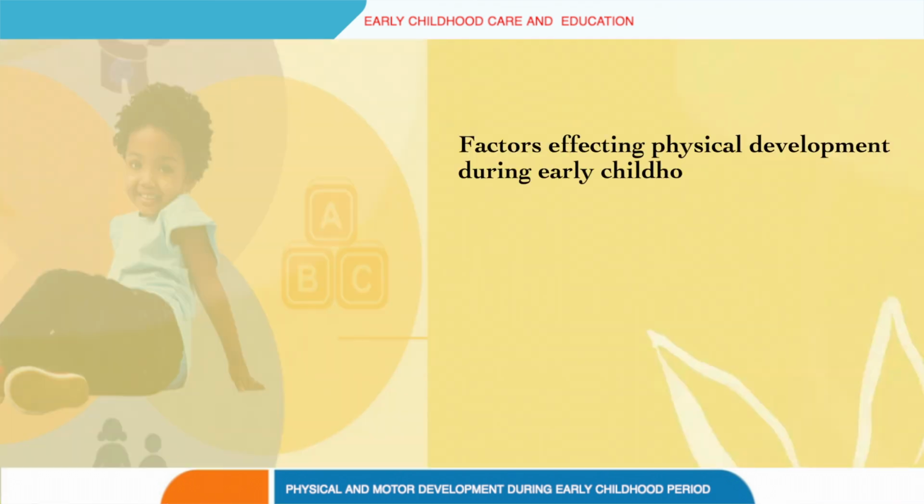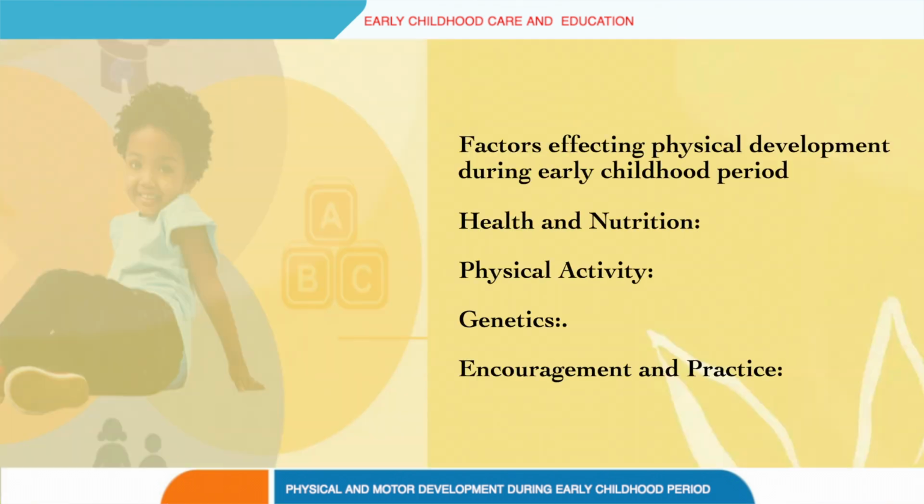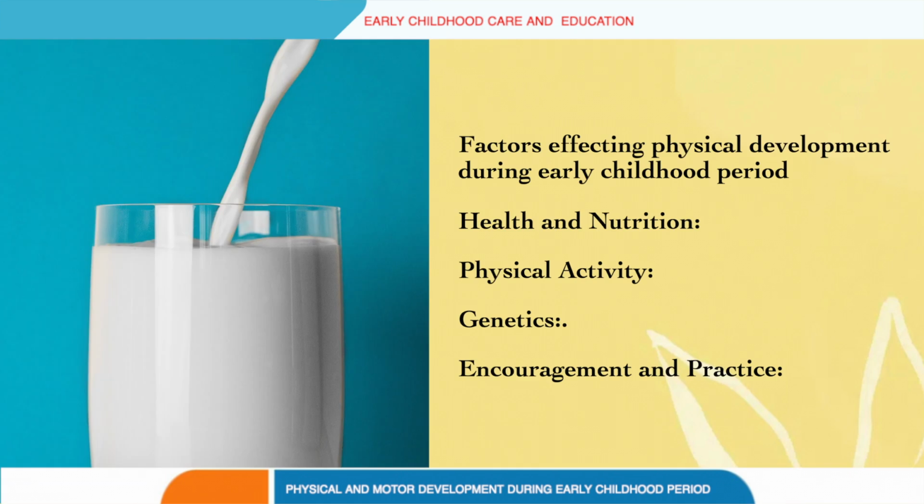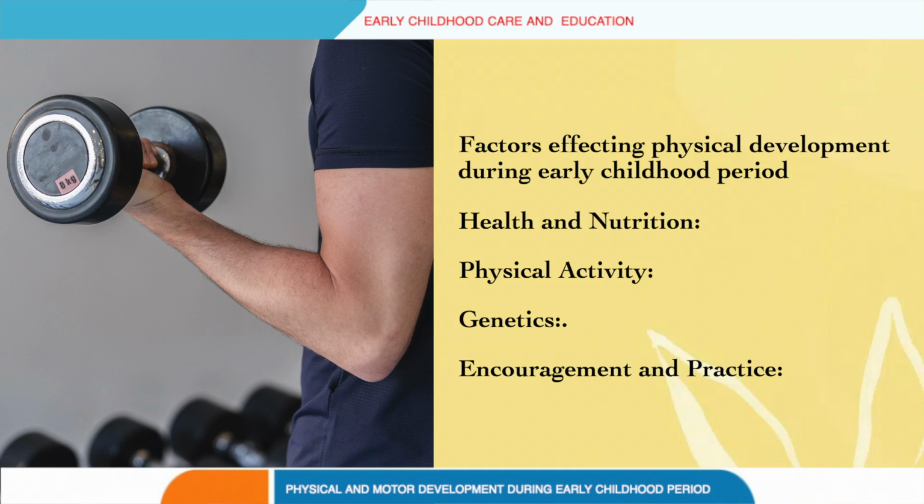First one is health and nutrition. Adequate nutrition supports muscle and bone growth. Health issues like obesity or chronic illness can delay the development of children. Then physical activity. Opportunities to play and explore help strengthen muscles and improve coordination.